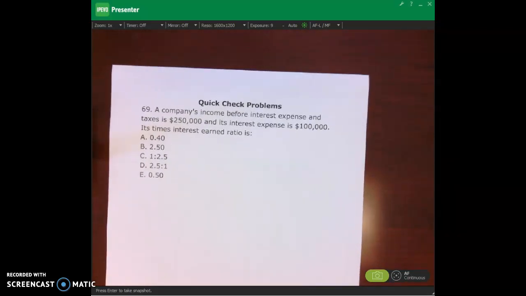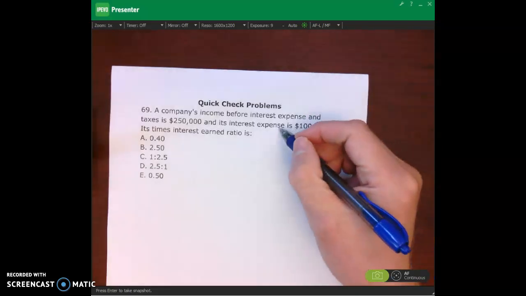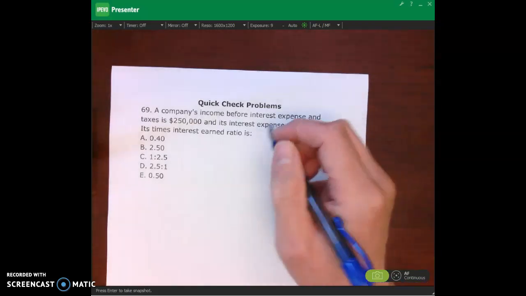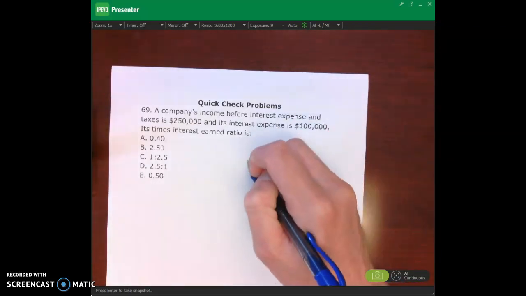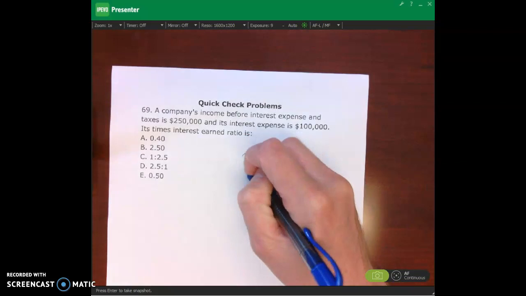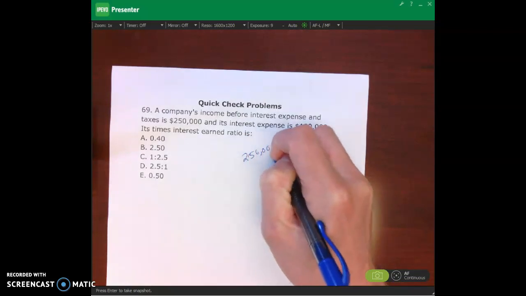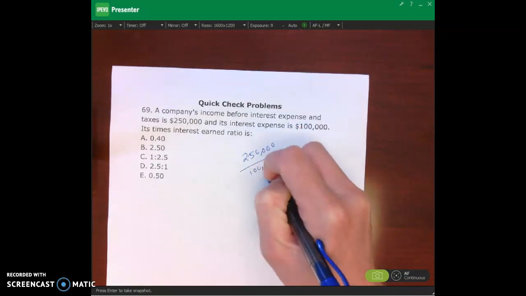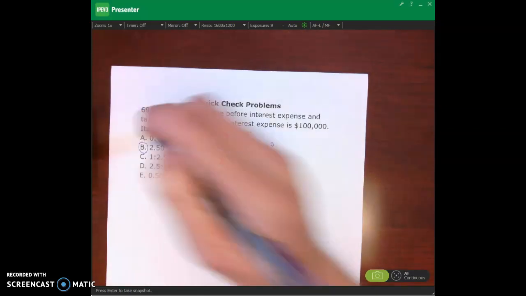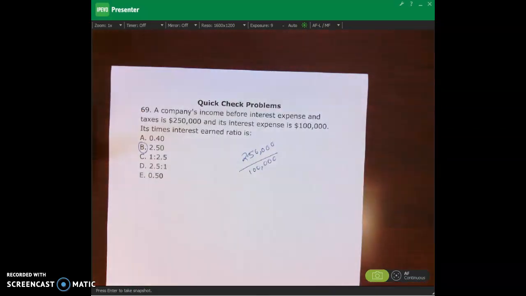It says a company's income before interest expense and taxes is 250, and our interest expense is 100. What is our times interest earned ratio? 250,000 divided by 100,000 is 2.5. B is the right answer.